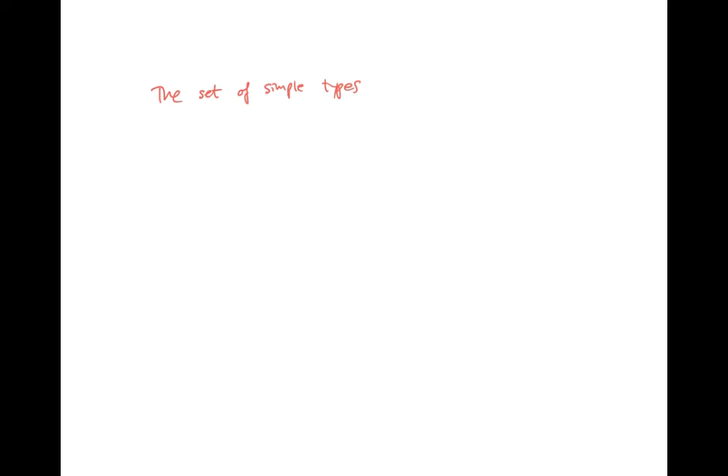Next, let's consider a version of the language of types that has no polymorphism, a set of simple types. And the set of types is defined by formation rules. We let T range over the set of types, so T is the metavariable for types, and T can then either be a base type, it can be int, or it can be bool.